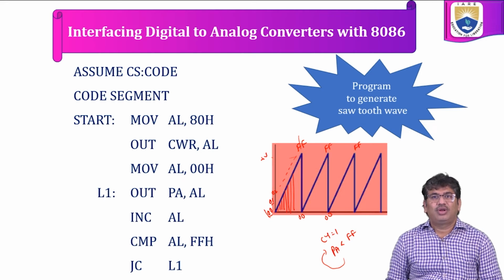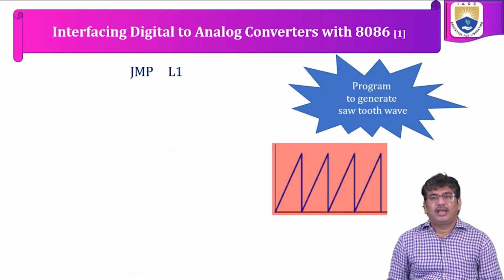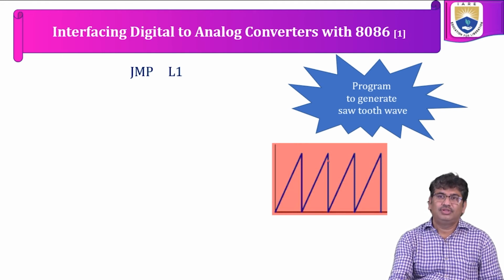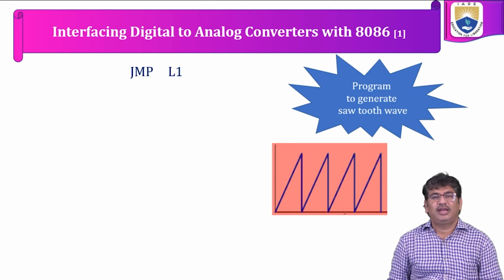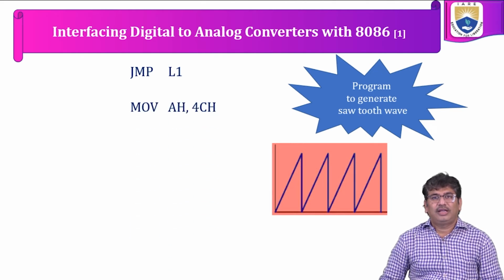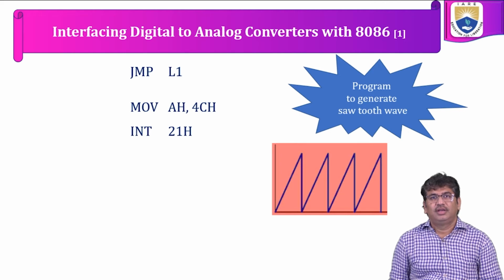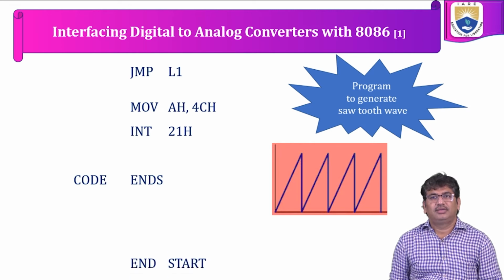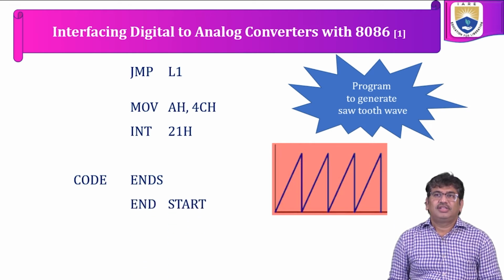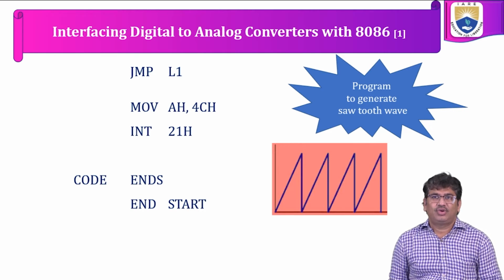When this comes out of the loop, then again we go for generating the next wave starting from 00 to FF. So we will write JMP L1. To terminate the program, MOV AH comma 4CH, INT 21H. To end the code segment, we will write CODE ENDS. To end the program, END START. So this is a program for generation of a sawtooth waveform.